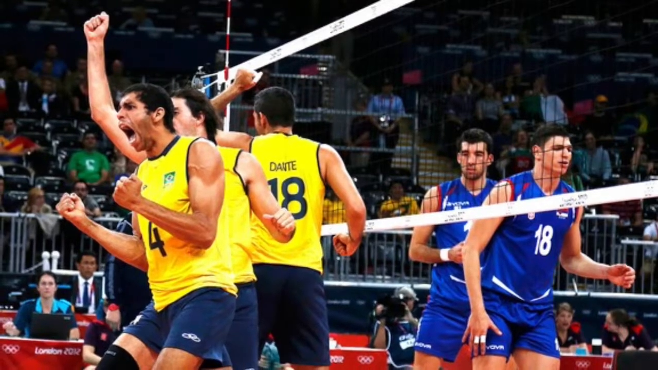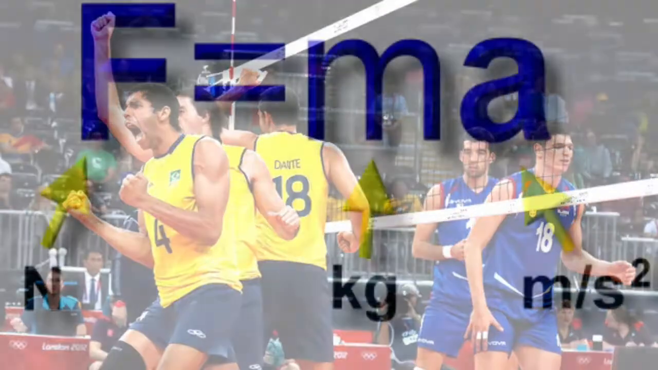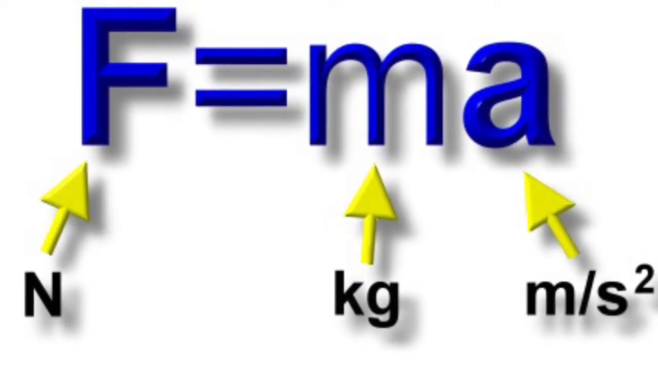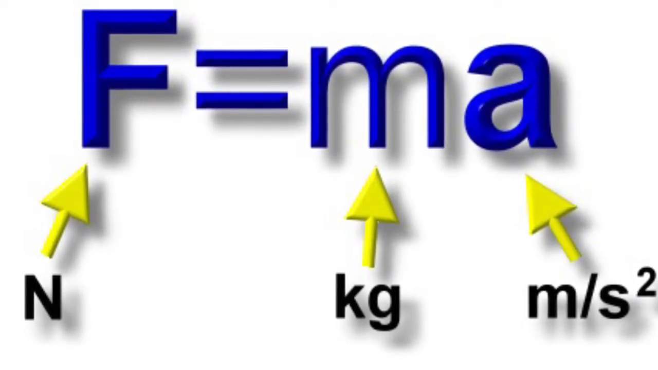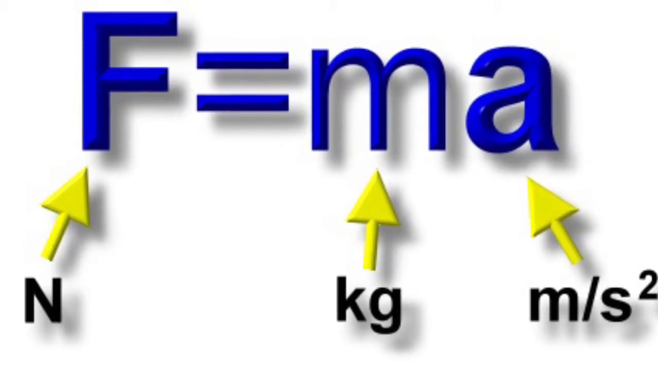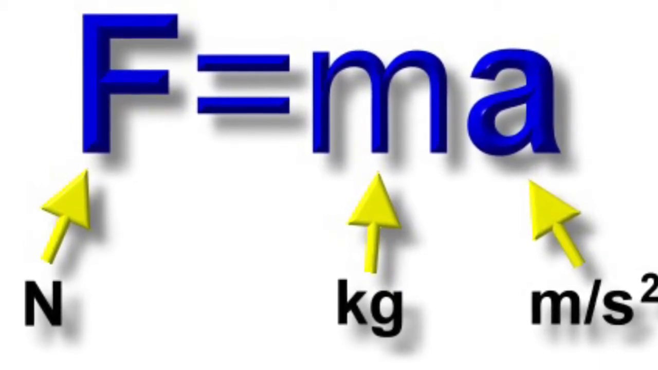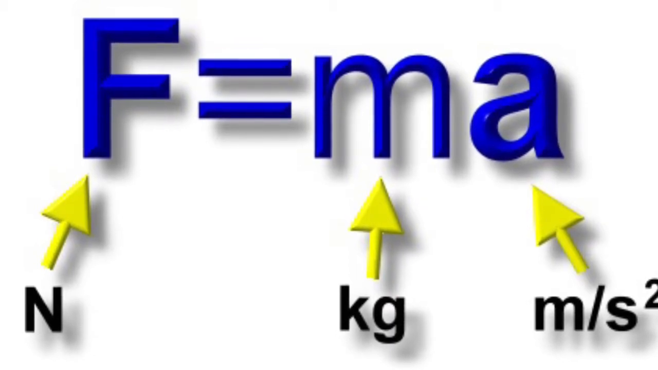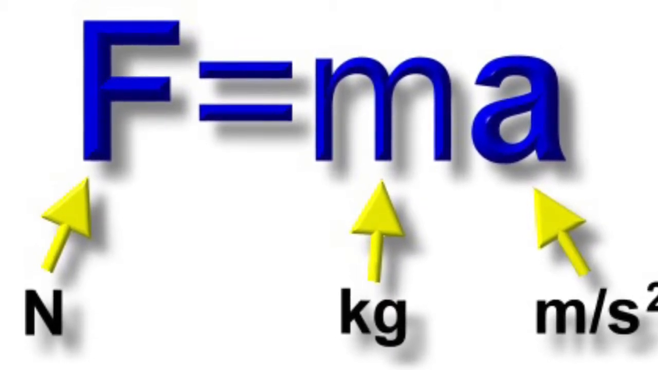Newton's second law states, the acceleration of an object is directly proportional to the net external force acting on the object and inversely proportional to the mass of the object. This law is a mathematical equation that explains the relationship between force, mass, and acceleration. Mass multiplied by acceleration equals net external force.